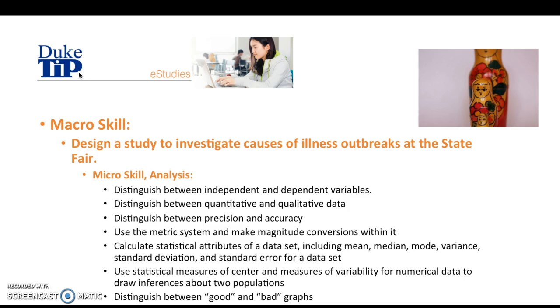So as a macro skill, for example, let's say you had a science course and you say, I want to do this cool project where students design a study to investigate causes of illness outbreaks at a state fair. Well, that's a big macro skill. That's the big doll. Inside it could be housed any number of skills that you want to focus on, such as students being able to distinguish between independent and dependent variables, or distinguishing between precision and accuracy, calculating statistical attributes of a data set, etc. So you get the idea. There's a lot of micro inside the macro.